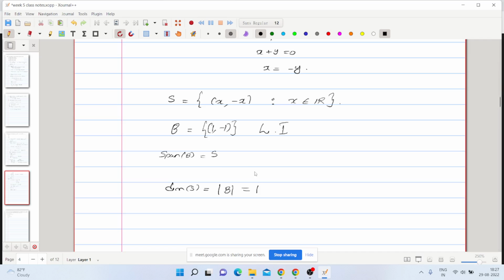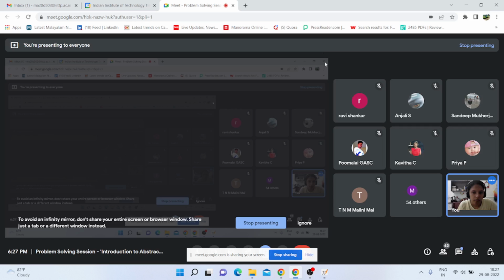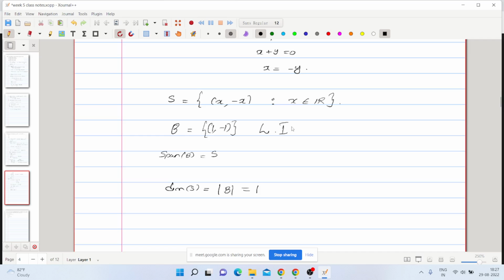Is this clear? Ma'am, how come the number of elements in B is 1? Did you get why S is like this, x, minus x? Up to this, is this clear? Yes, ma'am, I got that. From this, you can take either B as 1, minus 1 or 2, minus 2, any element you can take. Just for simplicity I am taking 1, minus 1.